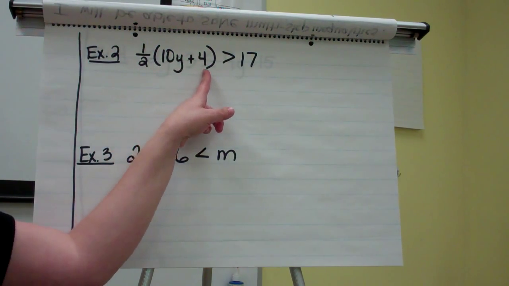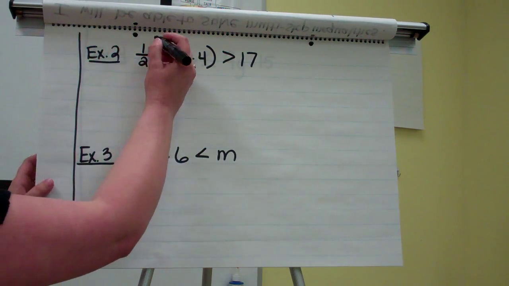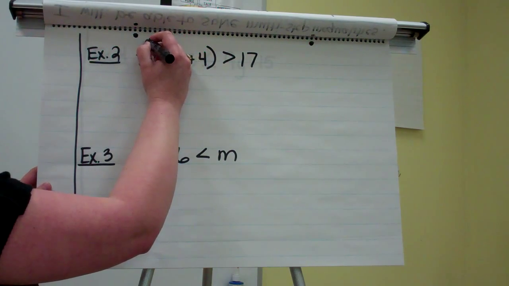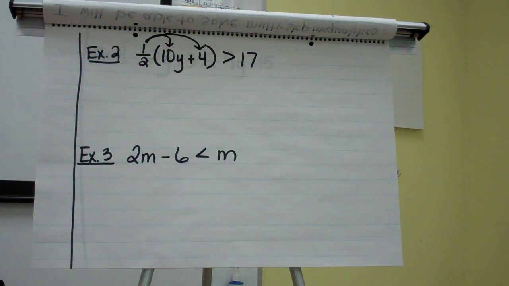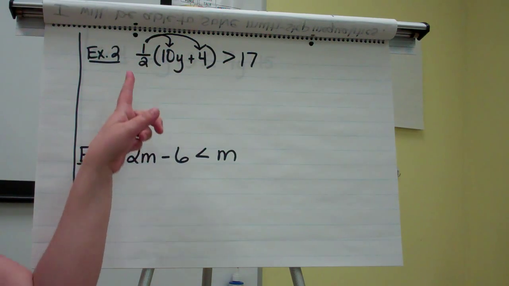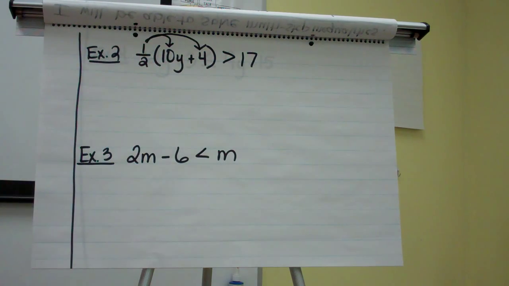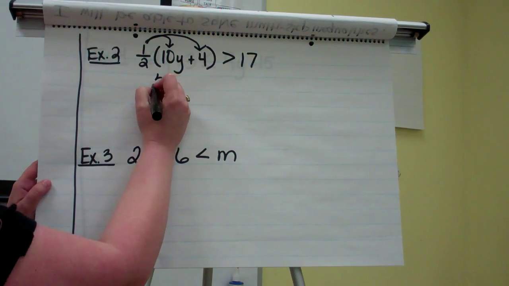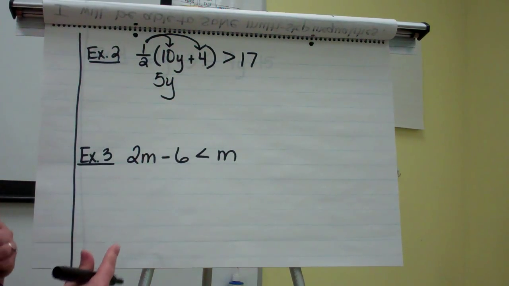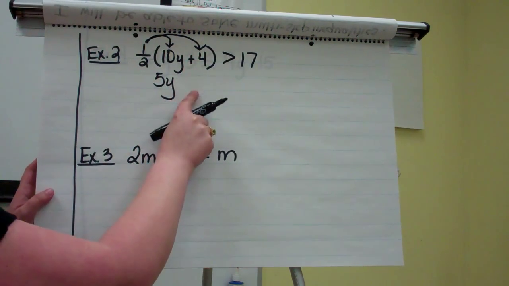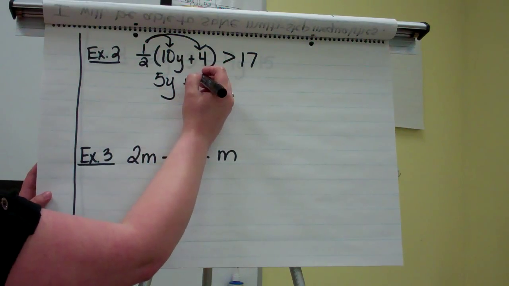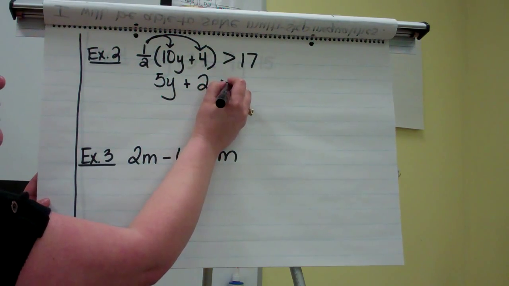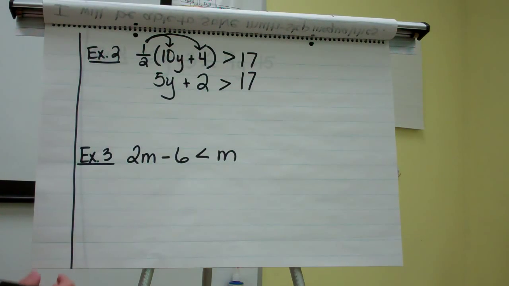Let's look at another one. This is the distributive property. So I need to make sure that I multiply each term inside the parentheses by the term on the outside of the parentheses before I solve. So 1/2 times 10, that's the same as dividing by 2, right? So 1/2 times 10 is 5, and 5 is still being multiplied by y, plus 1/2 times 4, the same as dividing by 2, so that's 2, is greater than 17.